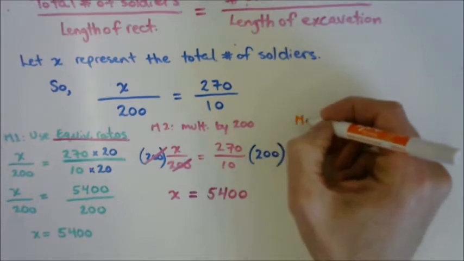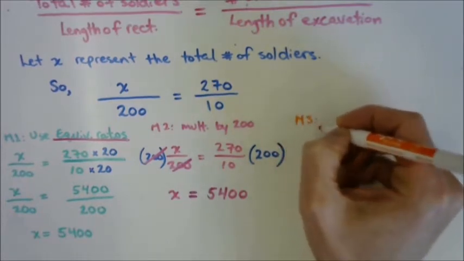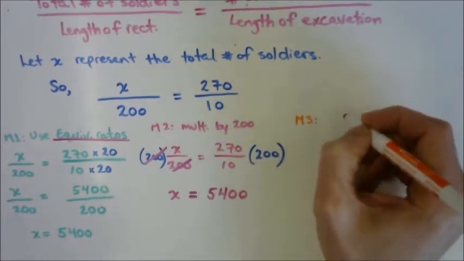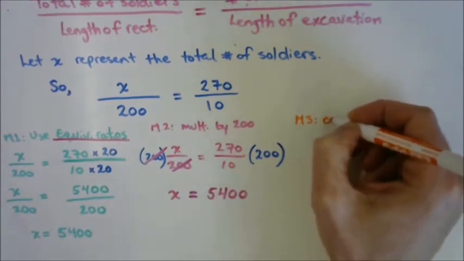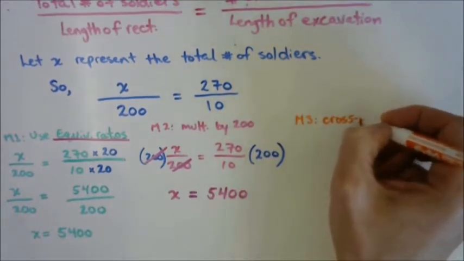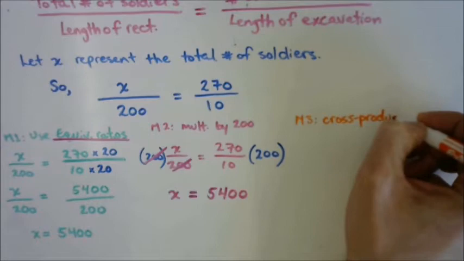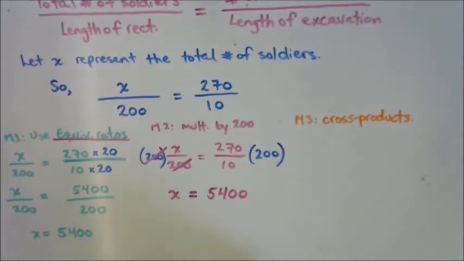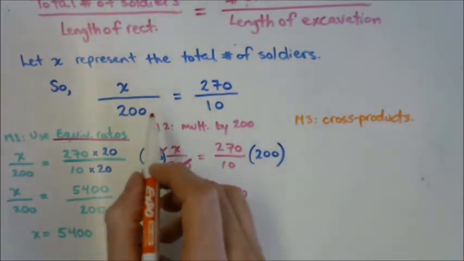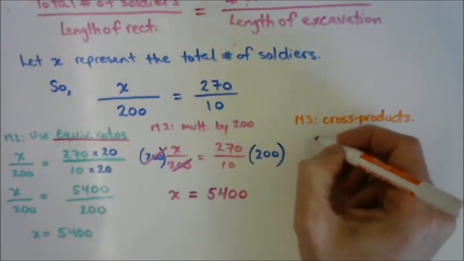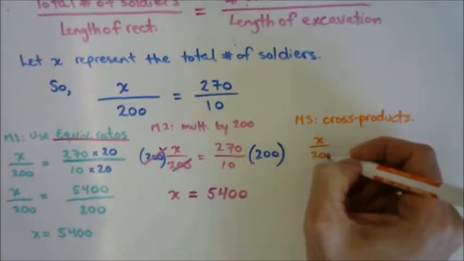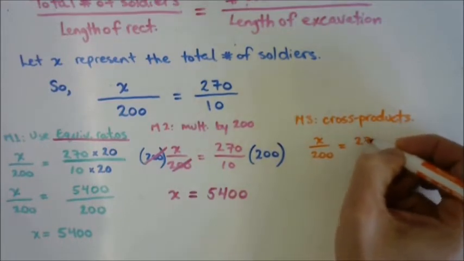The third method, though, is also very important and helpful in lots of situations. It's called using the cross product rule. So some of you have asked, okay, is this kind of like using cross products? And, well, here it is for you. We're going to just take down our exact same proportion that we've been using the whole time. We've got x over 200 equal to 270 over 10.